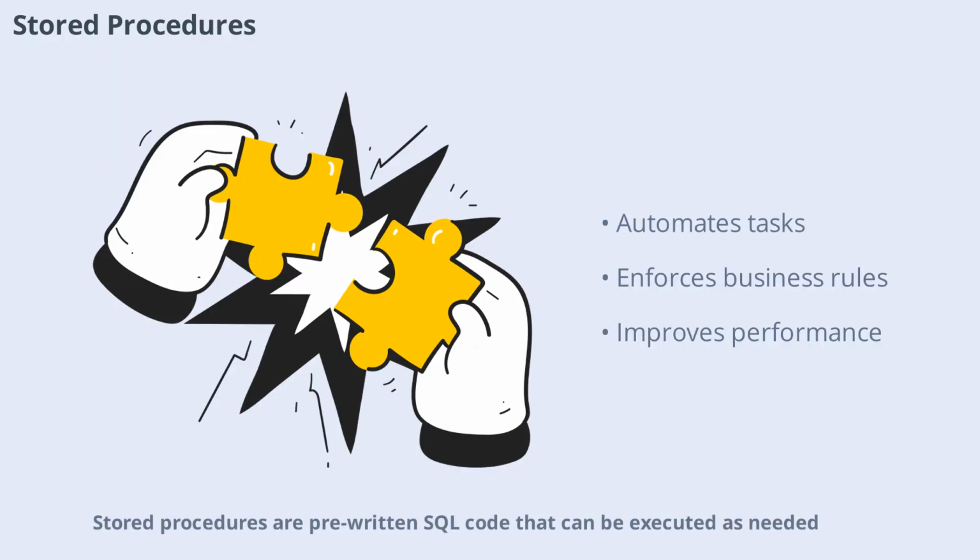Stored procedures are pre-written SQL code that can be executed as needed. They help automate repetitive tasks, enforce business rules, and improve performance by reducing network traffic. Stored procedures are stored in the database and can be called by applications or users, making them a valuable tool for efficient database management.